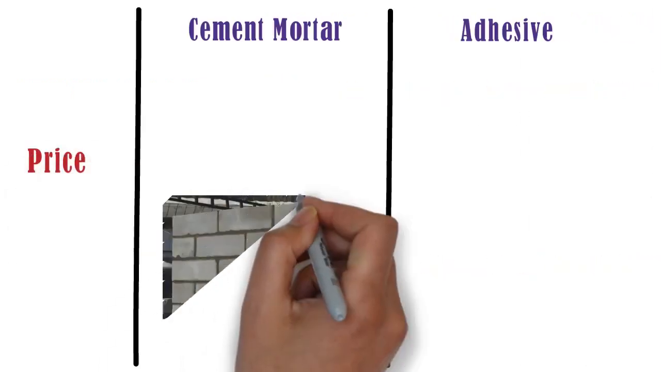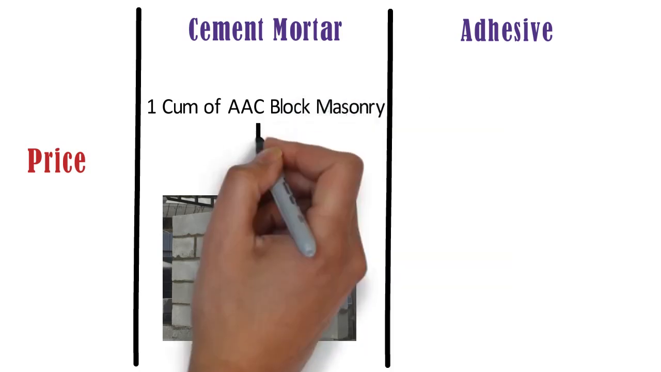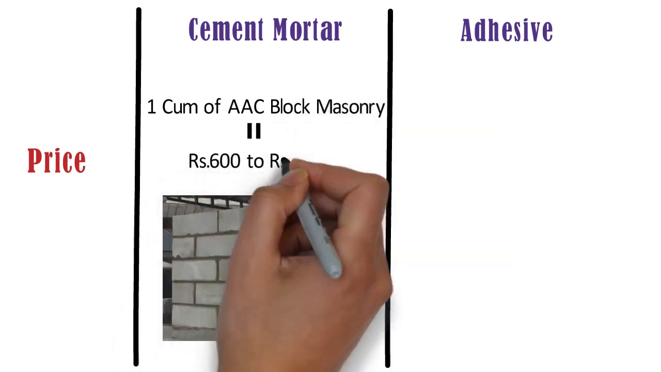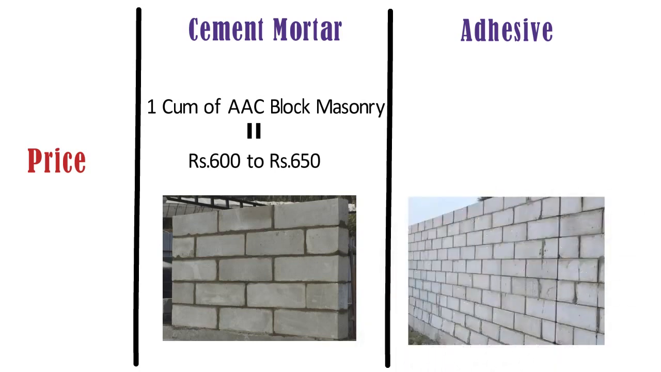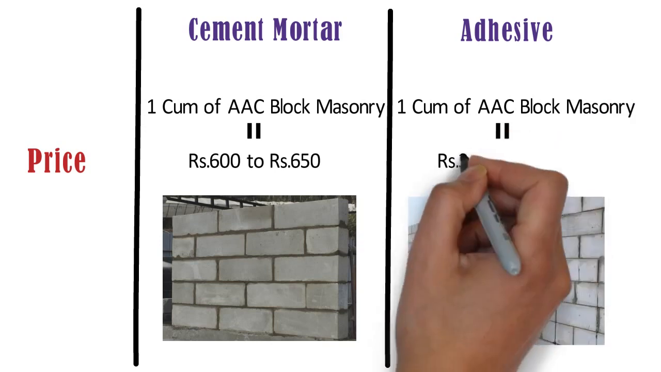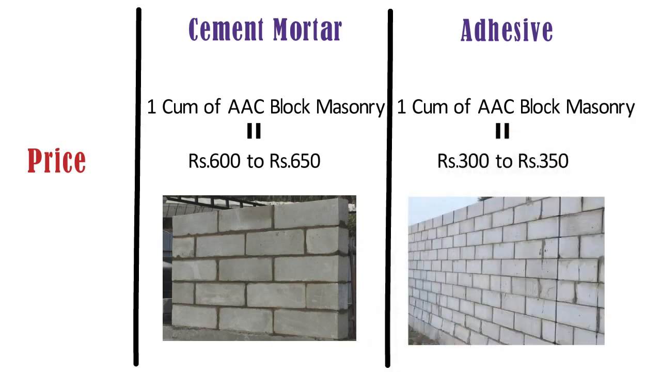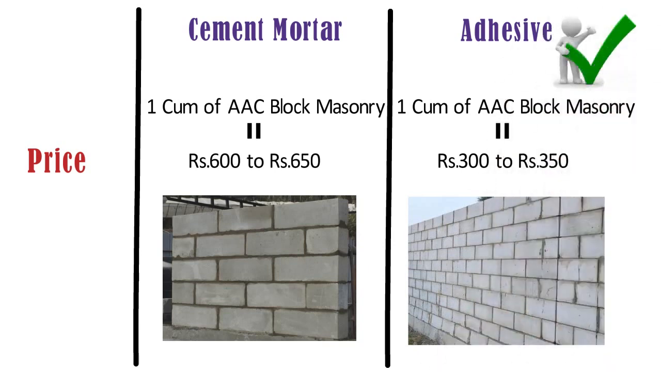Price. The cost of cement mortar for constructing 1 cubic meter of AAC block masonry is approximately 600 to 650 rupees. Whereas the cost of adhesive for constructing 1 cubic meter of AAC block masonry is approximately 300 to 350 rupees. So from this comparison we can say AAC block adhesive has many advantages and it is more cost effective as compared to cement mortar.